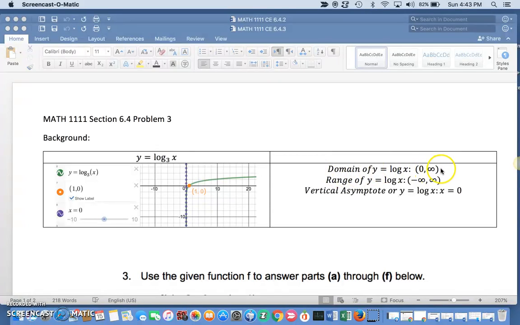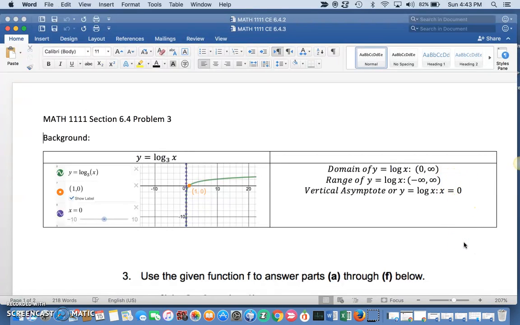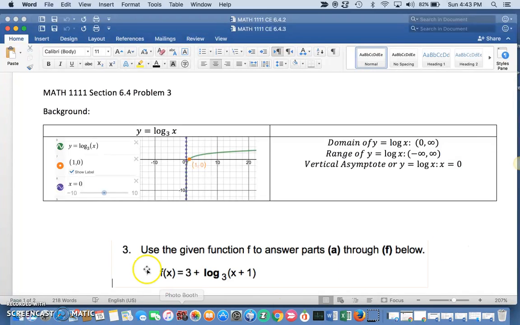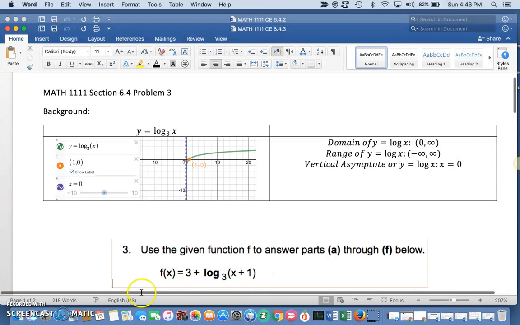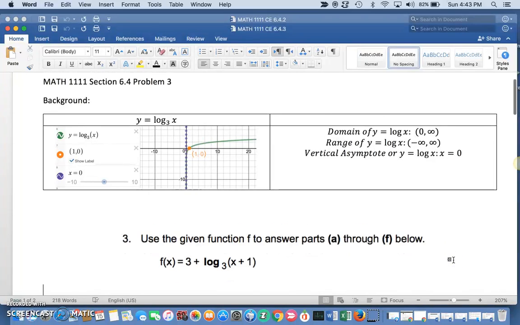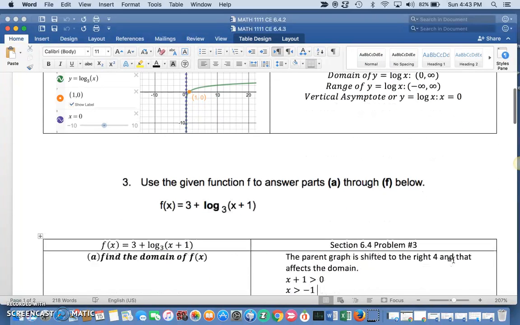The domain is 0 to infinity. The range is negative infinity to positive infinity, and the vertical asymptote is x equals 0. Now, for our specific problem, we're changing it to f of x equals 3 plus log base 3 of (x plus 1), so everything's going to be shifted up 3. It's going to be shifted to the left 1, so we're going to go left 1 and up 3 with this.